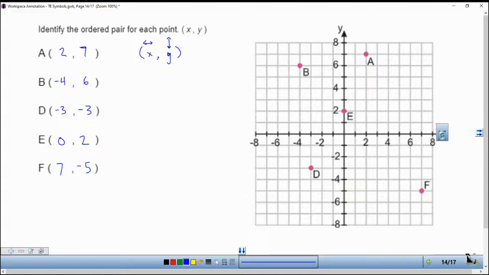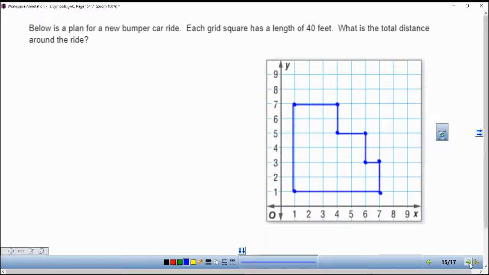Okay, little ordered pair practice there. Let's check out the next page, I believe. Yes. Okay, so it says below is a plan for a new bumper car ride. Each grid square has a length of 40 feet. What is the total distance around the ride?